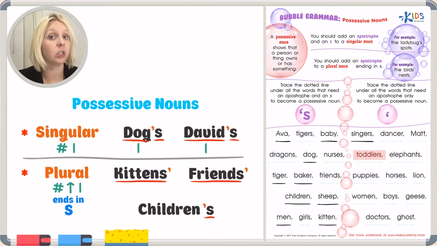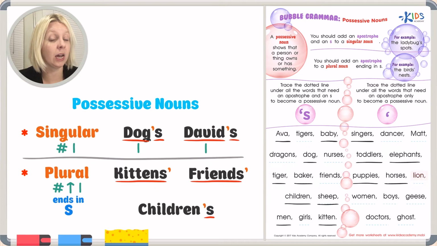Toddlers is the next one. Toddlers ends in S and it is more than one, so we are going to underline that one. The next one is elephants. Elephants is plural, it's talking about more than one, and it also ends in S, so we're going to underline this one here. The next one is puppies. Puppies ends in S, so it's going to need just an apostrophe, okay? What about horses? Horses also ends in S and it's more than one, so we're going to underline that one.